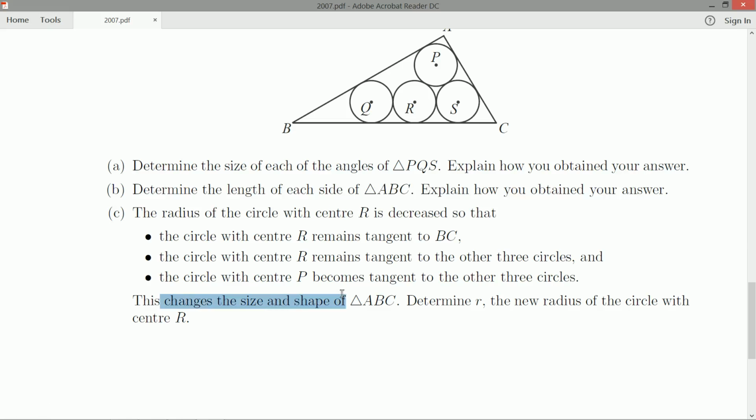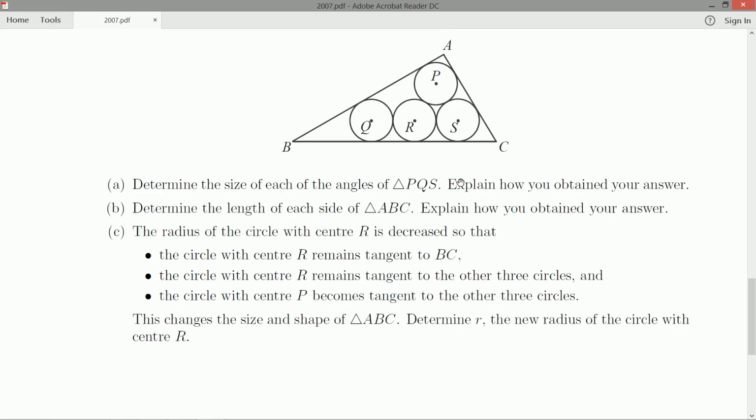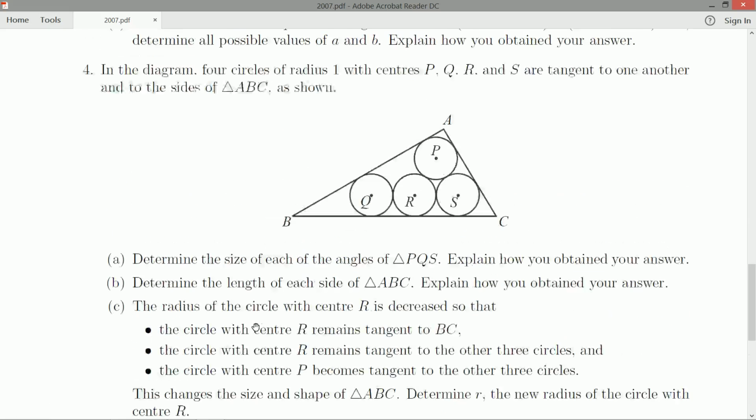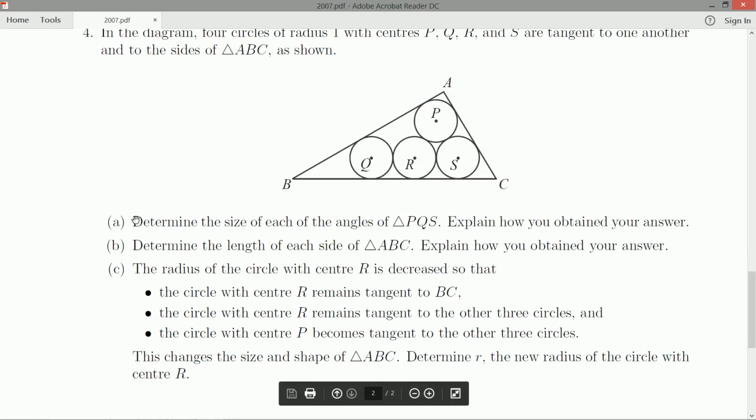This changes the size and shape of ABC because it remains tangent to everything. Determine R, the new radius of the circle with center R. I feel like with C, as long as I set up the picture, it won't be that bad. But it doesn't appear to really be connected to A and B. Although maybe with this new position, we'll have to figure out the angles for PQS again and go from there. I don't know. I think I can definitely do A and B. C, we'll get to that one. But let's talk about some angles here.